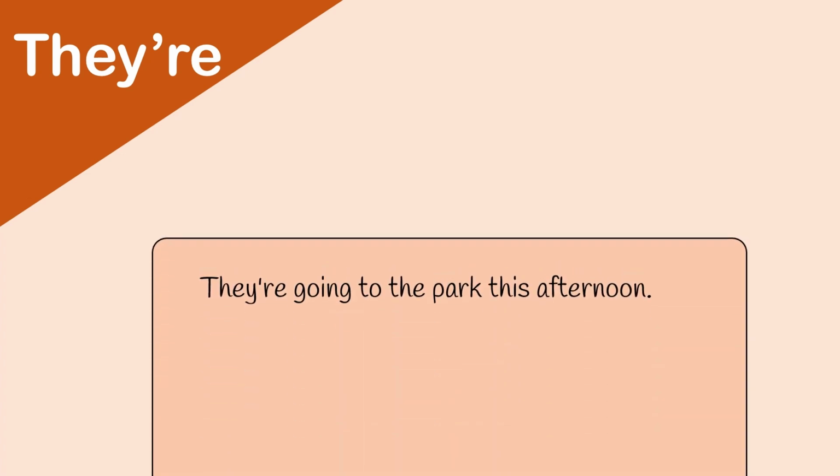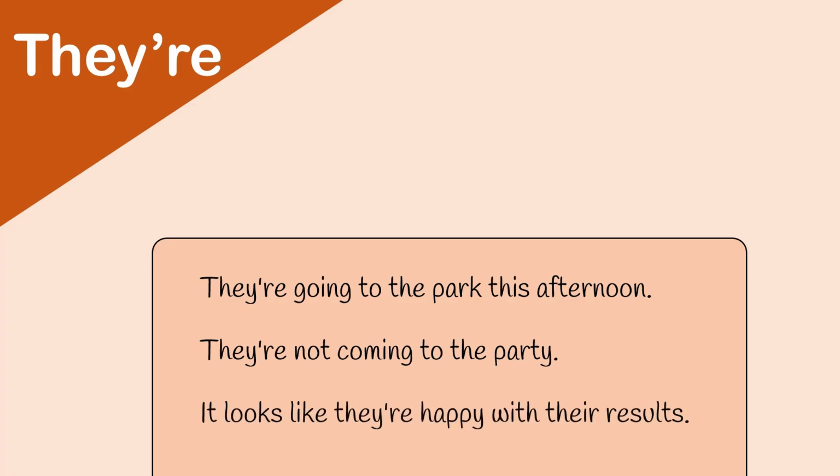T-H-E-Y-'-R-E. Let's go through a few sentences that use they're. They're going to the park this afternoon. They're not coming to the party. It looks like they're happy with their results.